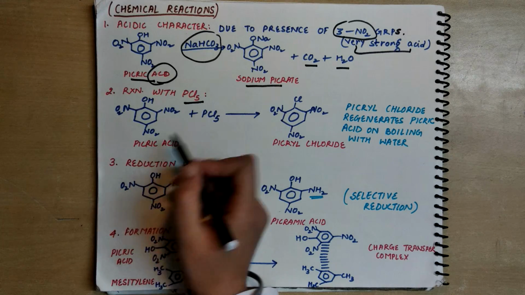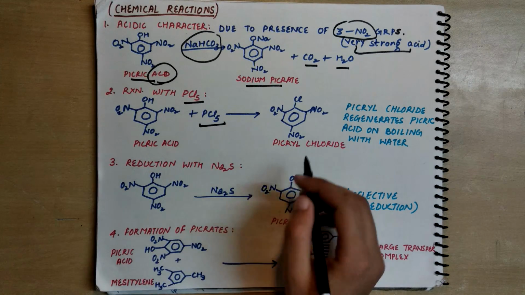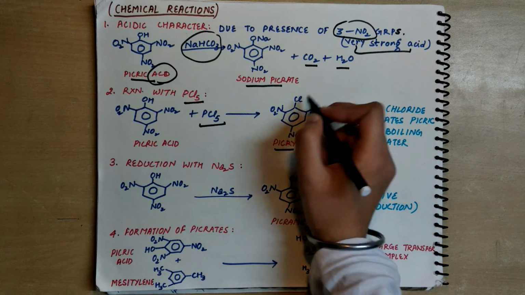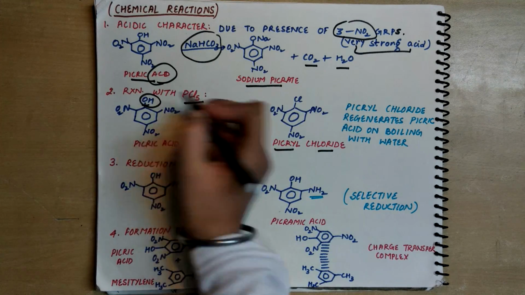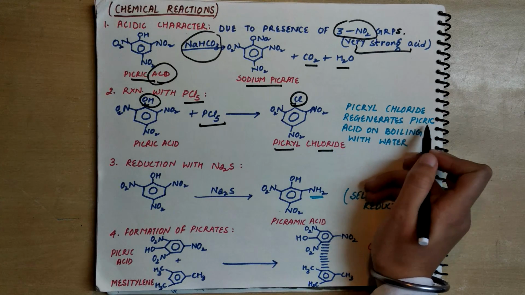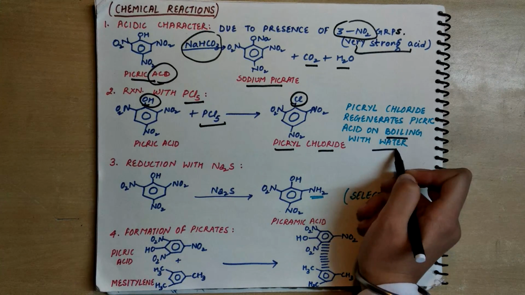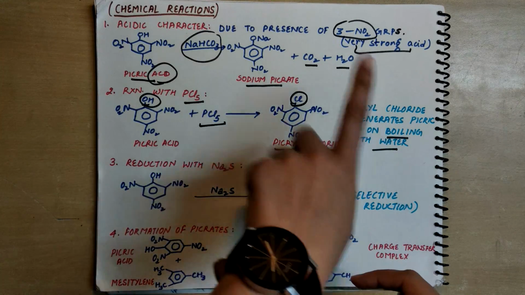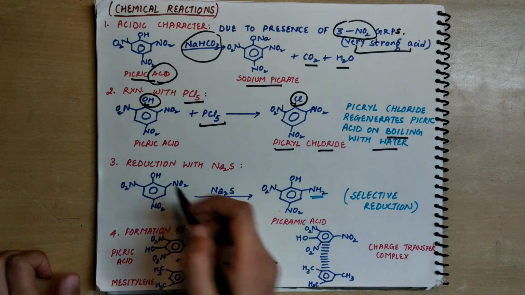Then we have the reaction with PCl5. When picric acid is reacted with PCl5, picryl chloride is formed. That means here in place of OH, we get chlorine. Picryl chloride regenerates picric acid on boiling with water. If we boil this picryl chloride with water, we again get picric acid.